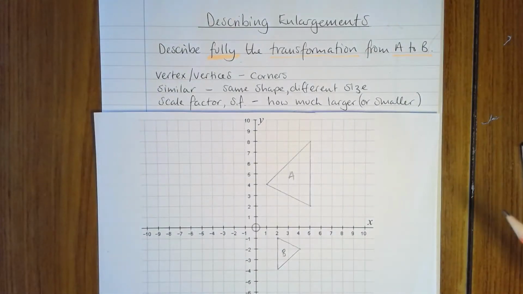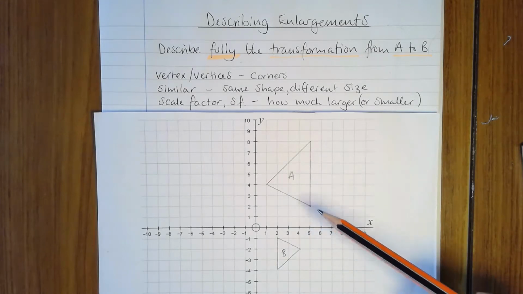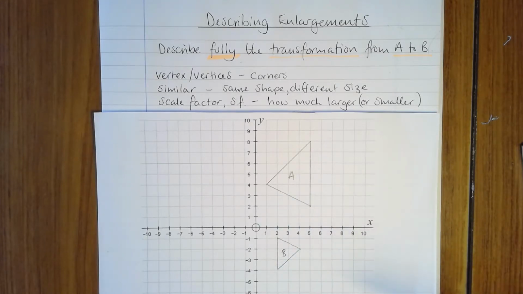In this question, you're asked to describe fully the transformation from A to B. It's clearly an enlargement, and because the shapes are not facing the same way, it means it's a negative enlargement. B is smaller than A, so it's a fraction of the size of A, so it's also a fractional enlargement.